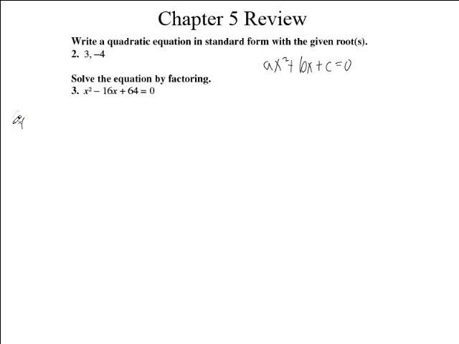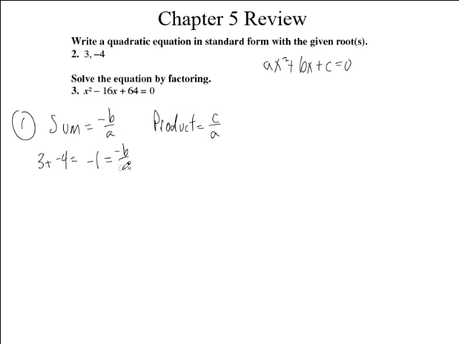Let's do it the first way. I'll put a number 1 for the first possible solution. If you remember this, the sum of these two numbers is equal to negative b over a. And then, right here, the product of the numbers equals c over a. So let's take the sum of these two numbers. Just add them up. 3 plus negative 4. I'll just write it down. 3 plus negative 4 is negative 1, and that equals negative b over a.